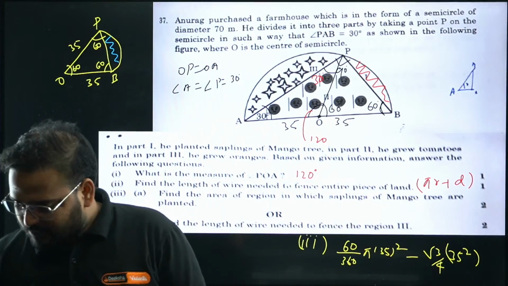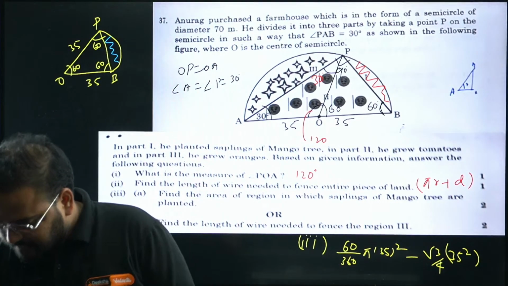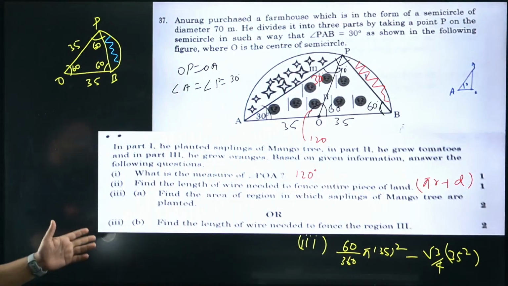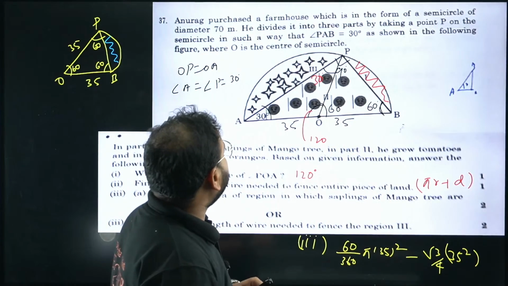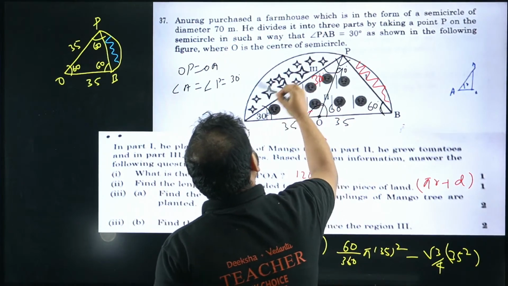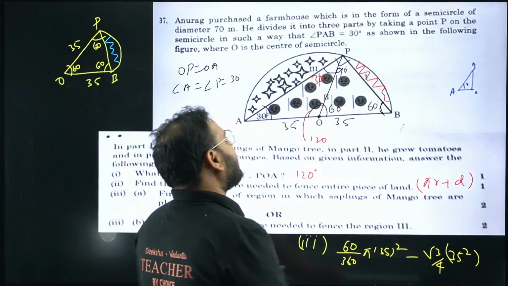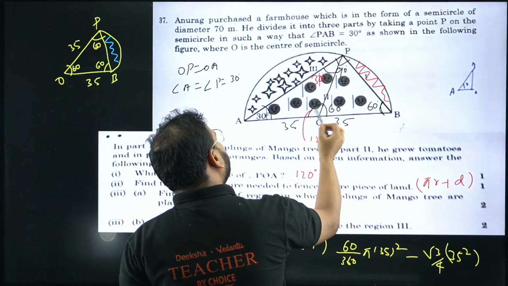Okay, let's move on now. So I think this is done. Part 3 is done. Find the length of wire needed to fence the region 3. For the region 3, right? So for this region, I have to find this length and this length. How do you find it, sir? Again, same concept. We have this angle known, right?